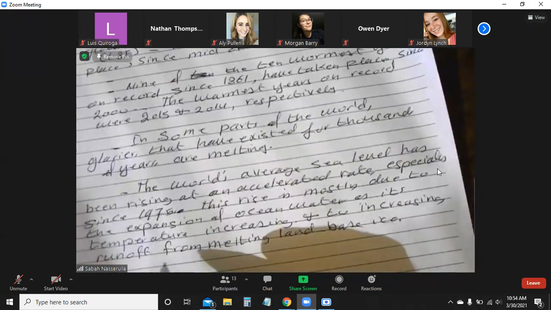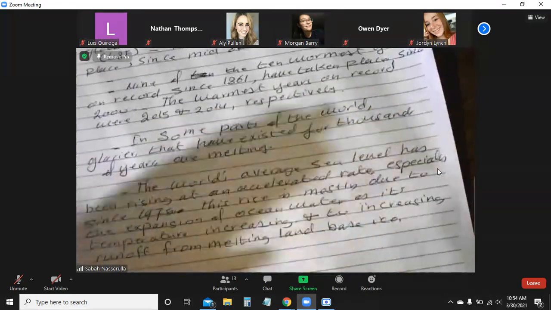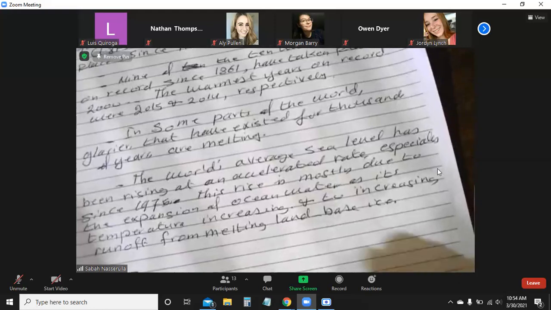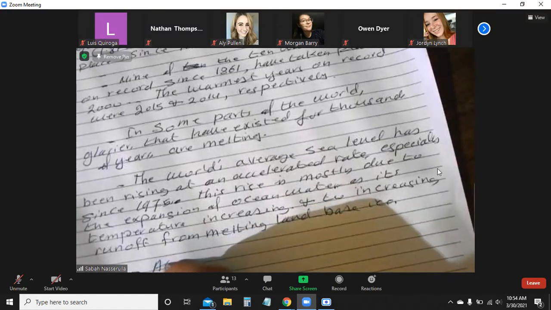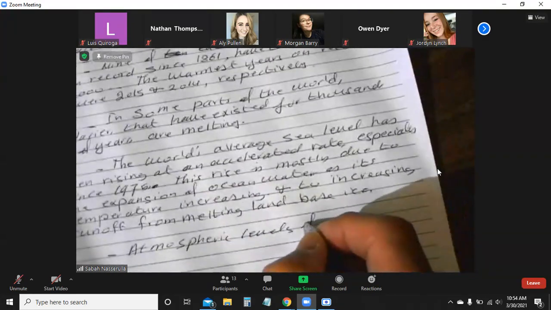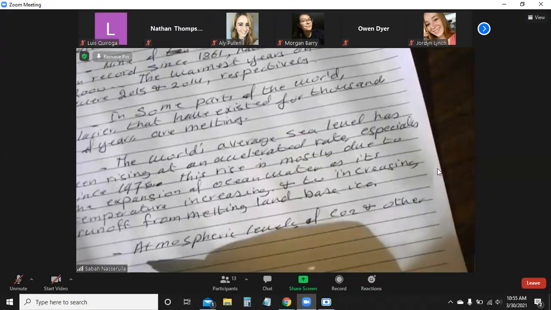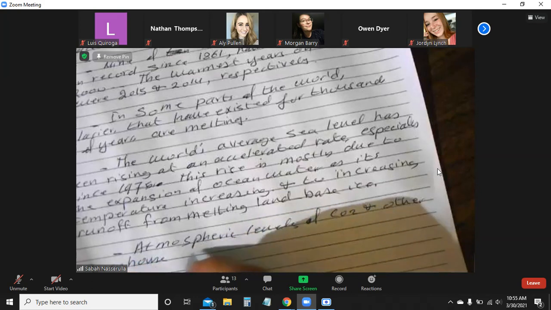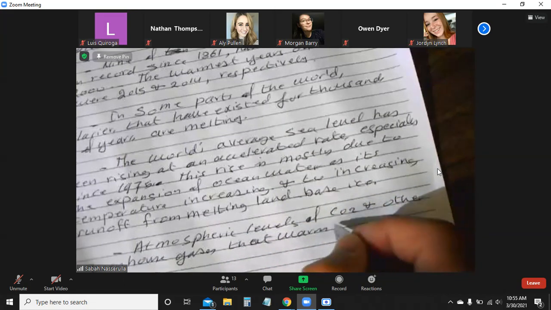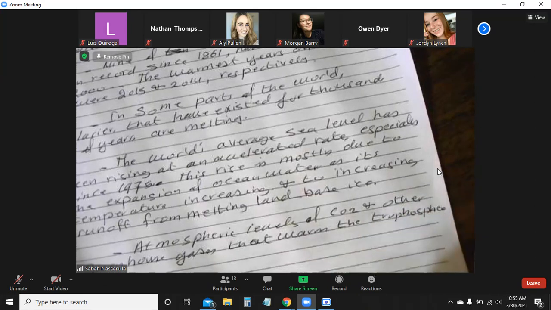Now, the other point I'm going to mention, which you already mentioned: in addition to the two things we already talked about, the carbon dioxide and the other gases which also participate in the greenhouse effect, all these rises are to be mentioned too, as atmospheric level measurements of CO2 and other greenhouse gases that warm the troposphere have been rising sharply.